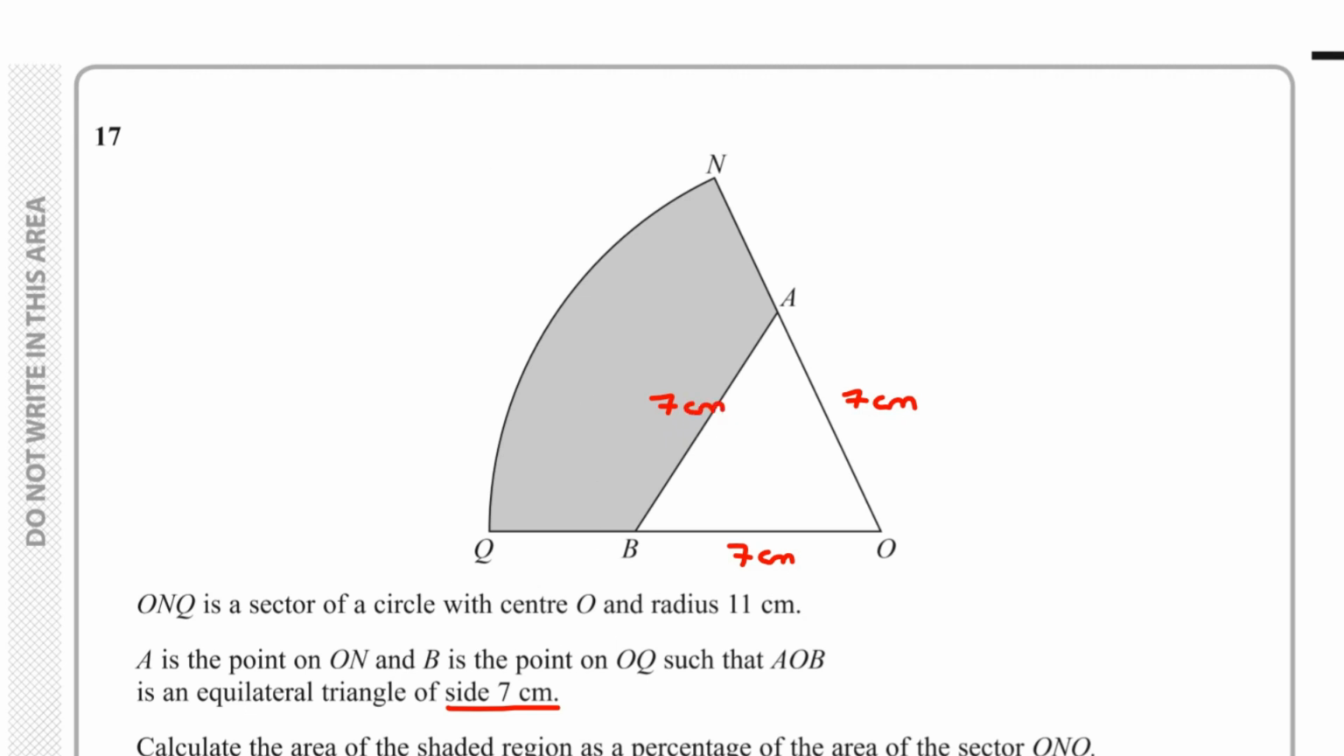And because we have an equilateral triangle, each angle is 60 degrees. We have 60 degrees here, 60 degrees here, 60 degrees here.